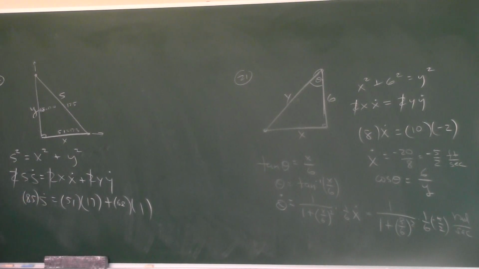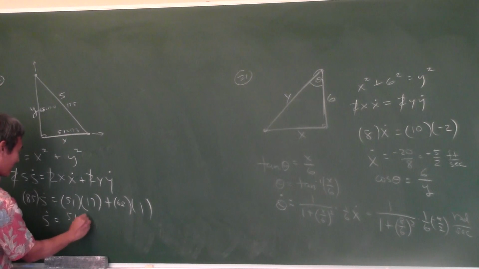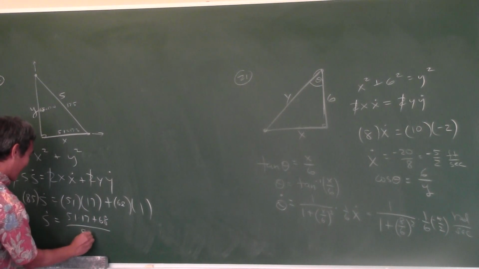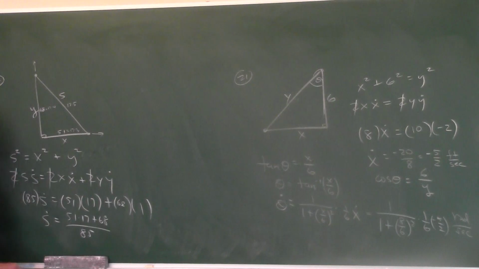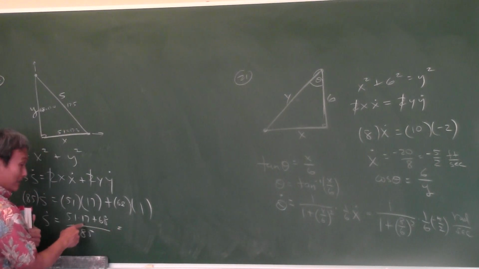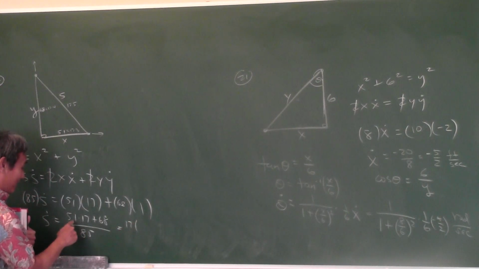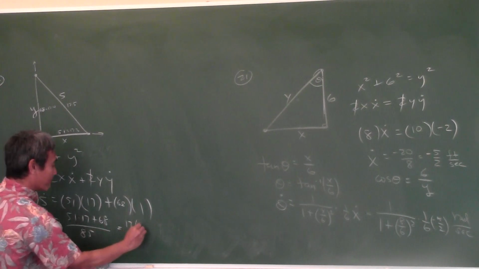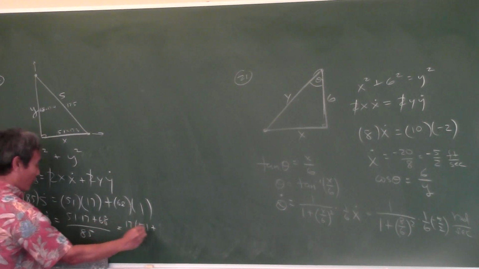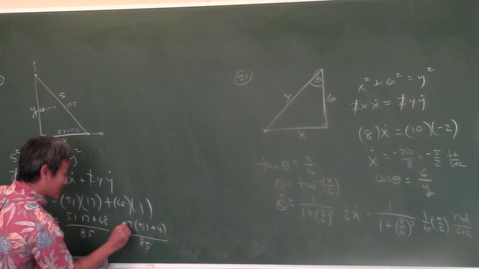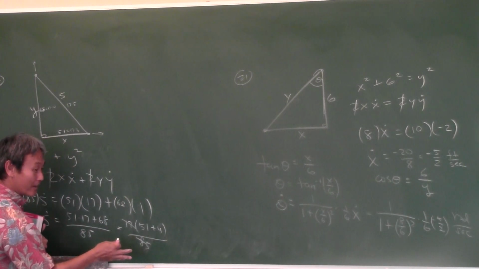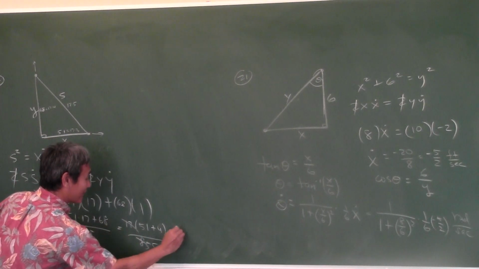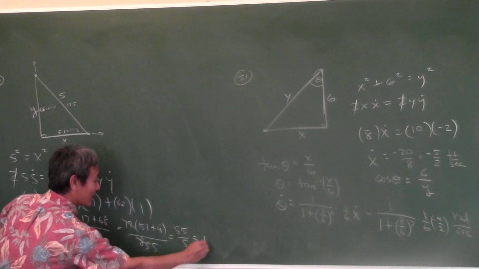So s dot is equal to these numbers. Why don't we just finish it up? 51 times 17 plus 68 all over 85. Now, you're not going to have a calculator. I expect you to simplify this. Factor out 17 at the top. And then what's going to be left? 51 plus 4 all over 85. But 17 goes into 85 5 times. So you got 55 over 5, which is 11. Look how beautiful that is.